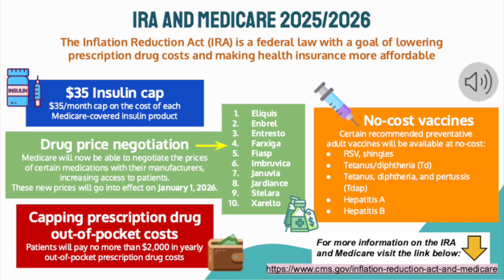Starting on January 1st, 2026, there's going to be a drug price negotiation enacted. So Medicare is now able to negotiate the prices of certain medications with their manufacturers, increasing access to patients by lowering the cost of those meds. So there are 10 medications that are currently on the list for drug price negotiation, whose prices will go into effect on January 1st, 2026. And those are Eliquis, Enbrel, Entresto, Farxiga, Fiasp, Imbruvica, Januvia, Jardiance, Stelara, and Xarelto.